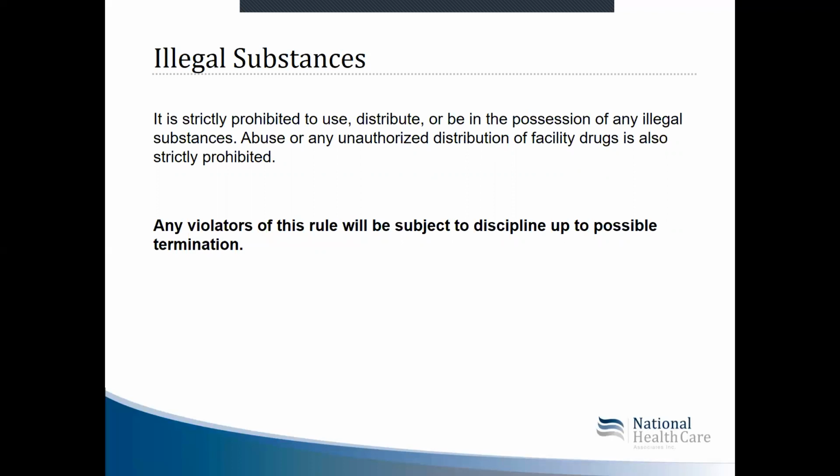At this time, it is important to remind you that it is strictly prohibited to use, distribute, or be in possession of any illegal substances. Abuse or any unauthorized distribution of facility drugs is also strictly prohibited. Any violators of this rule will be subject to discipline up to possible termination.